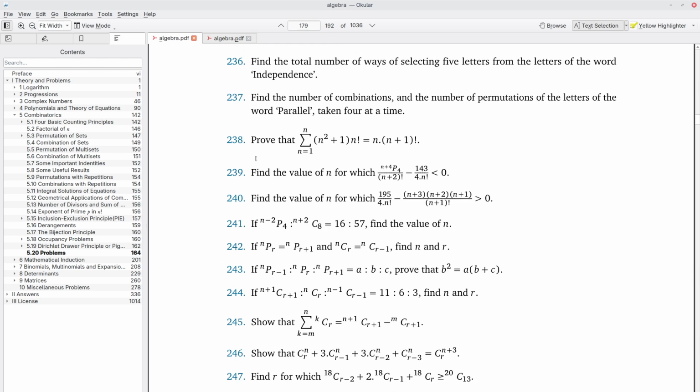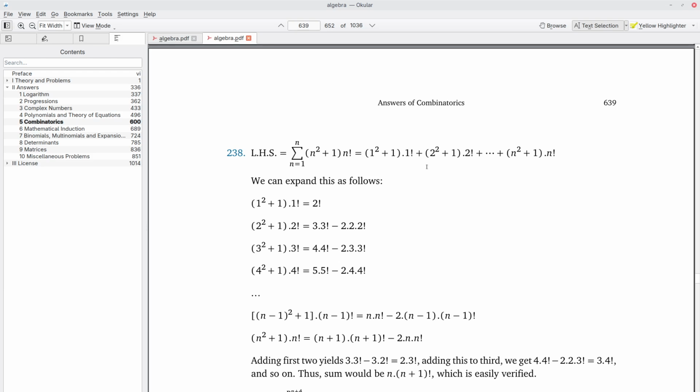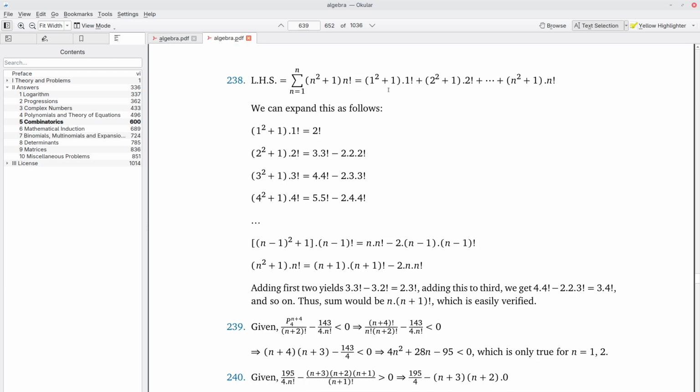Question 238 says that prove that the sum from n equal to 1 to n of (n squared + 1) times n factorial is equal to n into (n + 1) factorial. So we expand the series, we get 1 squared plus 1 factorial plus 2 squared plus 1 into 2 factorial, up to n squared plus 1 into n factorial.